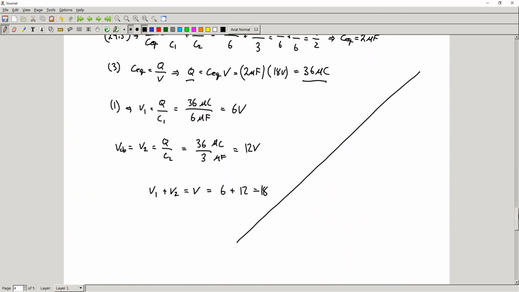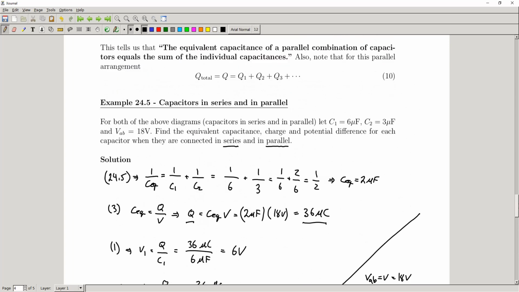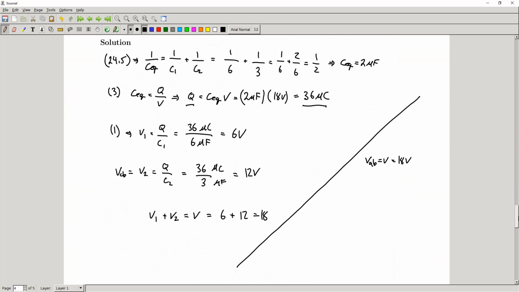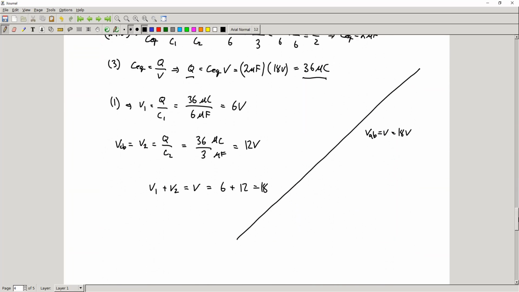So the first thing we know is that for this setup, we're always going to have a VAB, which we call a V of 18 volts, right? And this is because, like we talked about, the potential difference between A and B is going to be the same as the potential difference across these, which is going to be the same as the potential difference across our equivalent capacitor, right? Because this is one chunk of conductor, this is one chunk of conductor, this is a different chunk of conductor, just as this is a different chunk of conductor. Okay, so the potential question is kind of easy here.